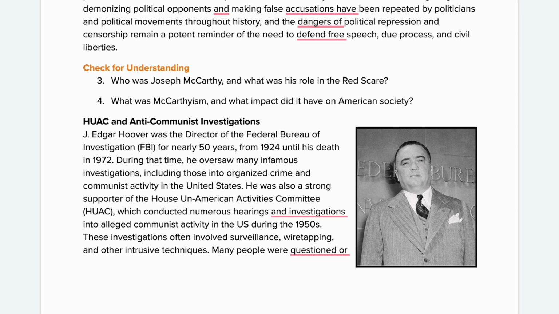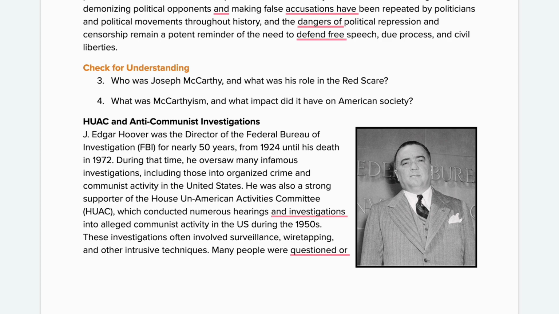HUAC and anti-communist investigations. J. Edgar Hoover was the director of the Federal Bureau of Investigation for nearly 50 years, from 1924 until his death in 1972. During that time, he oversaw many famous investigations, including those into organized crime and communist activity in the United States. He was also a strong supporter of the House Un-American Activities Committee, the HUAC, which conducted numerous hearings and investigations into alleged communist activity in the U.S.